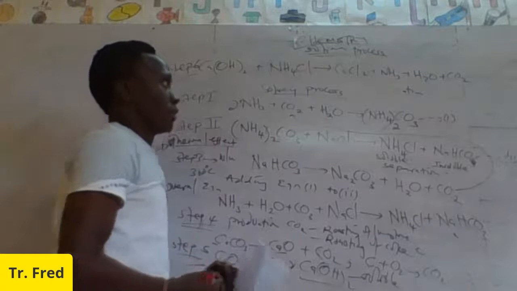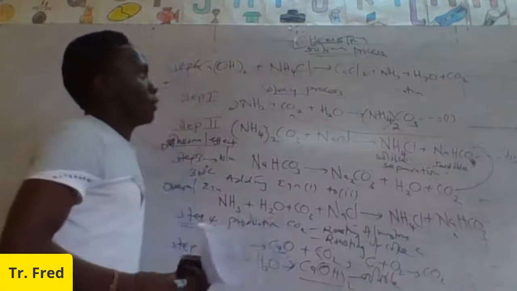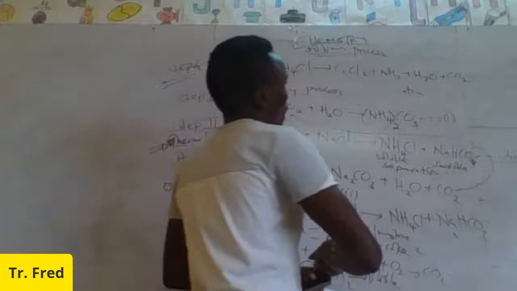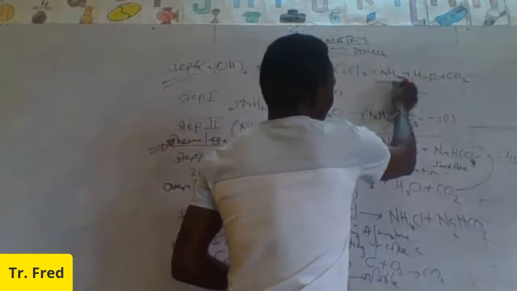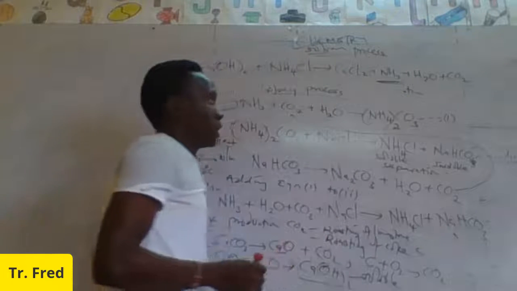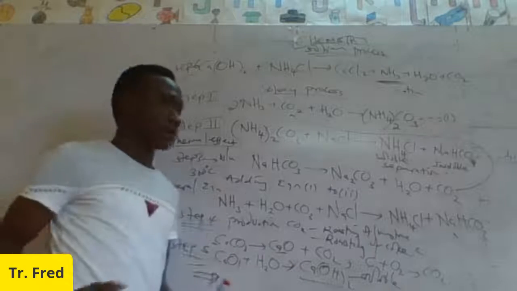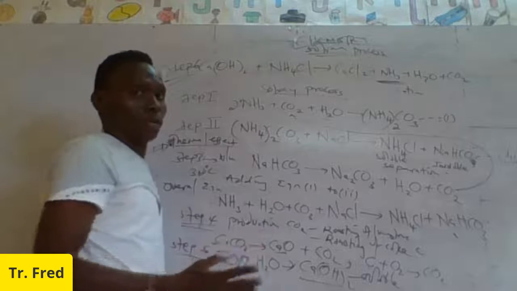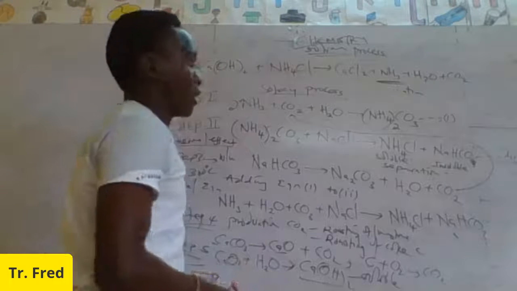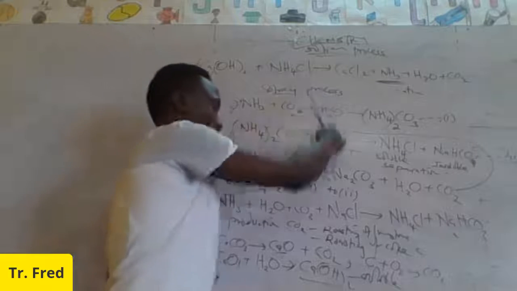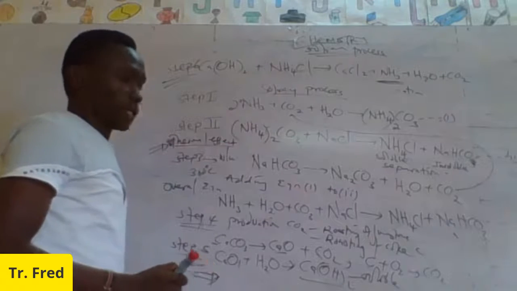We have come to the end of the process, whereby ammonia is the gas obtained in the overall process using all the steps. So it is very important for a student to be conversant with the main processes involved during the Solvay process for production of ammonia.